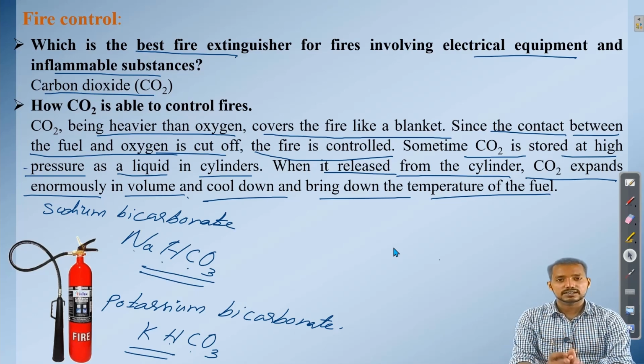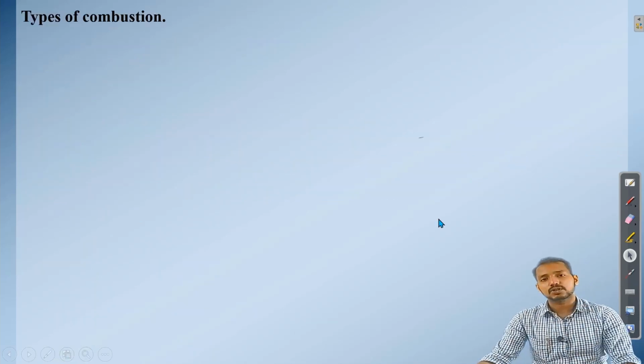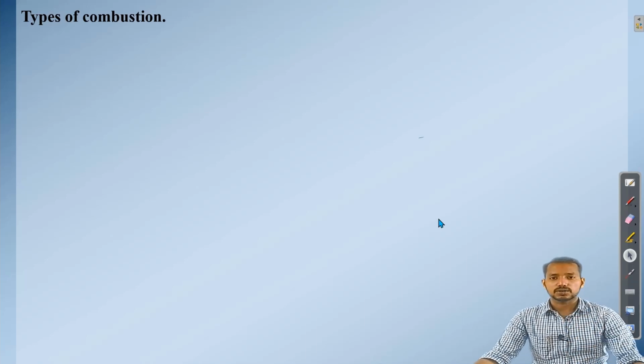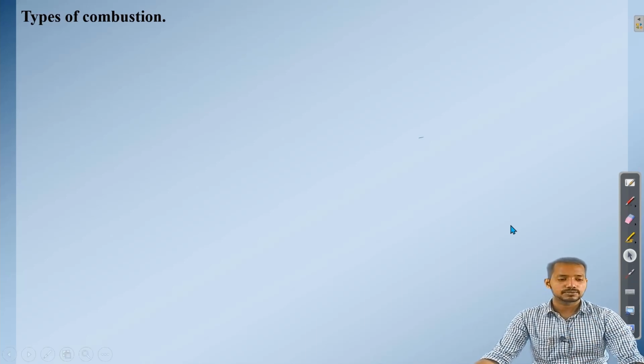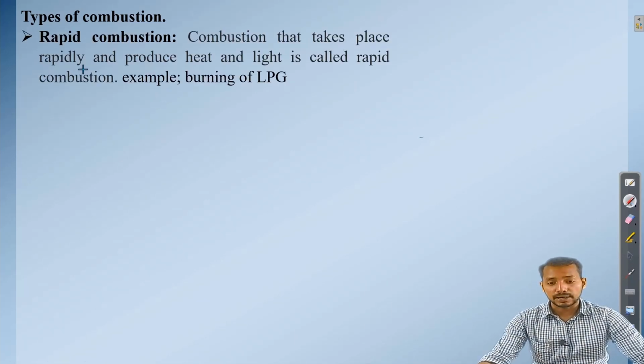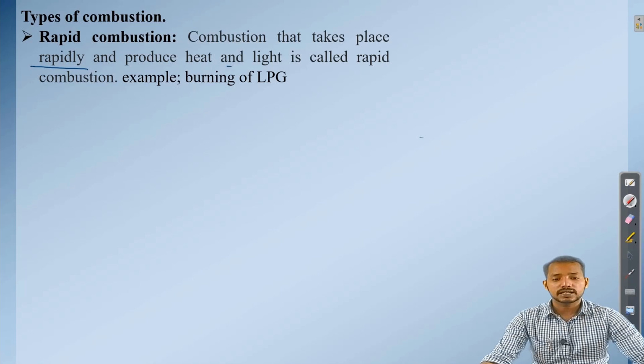Now we are going to discuss the last topic of this video, types of combustion. There are three types of combustion: rapid combustion, spontaneous combustion, and explosion. So let's discuss them one by one. The first one is rapid combustion. Rapid combustion is the combustion that takes place rapidly and produces heat and light.